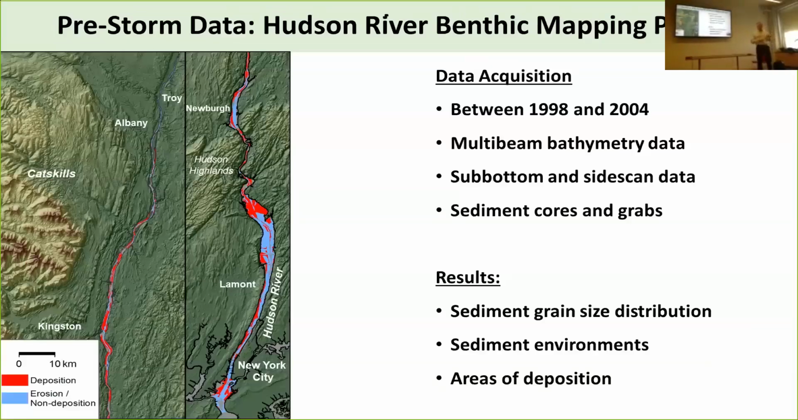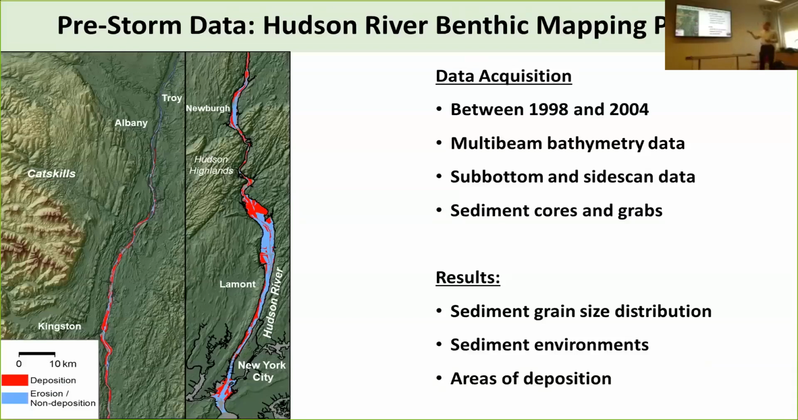To analyze how much we got, we used a lot of pre-storm data. Between 1998 and 2004, the New York State Department of Environmental Conservation funded a big mapping project in the Hudson River, which created a baseline of data. We collected detailed bathymetry, we collected sub-bottom data, and we took a lot of sediment cores and grabs for the entire Hudson River, from the harbor all the way to the dam in Troy.